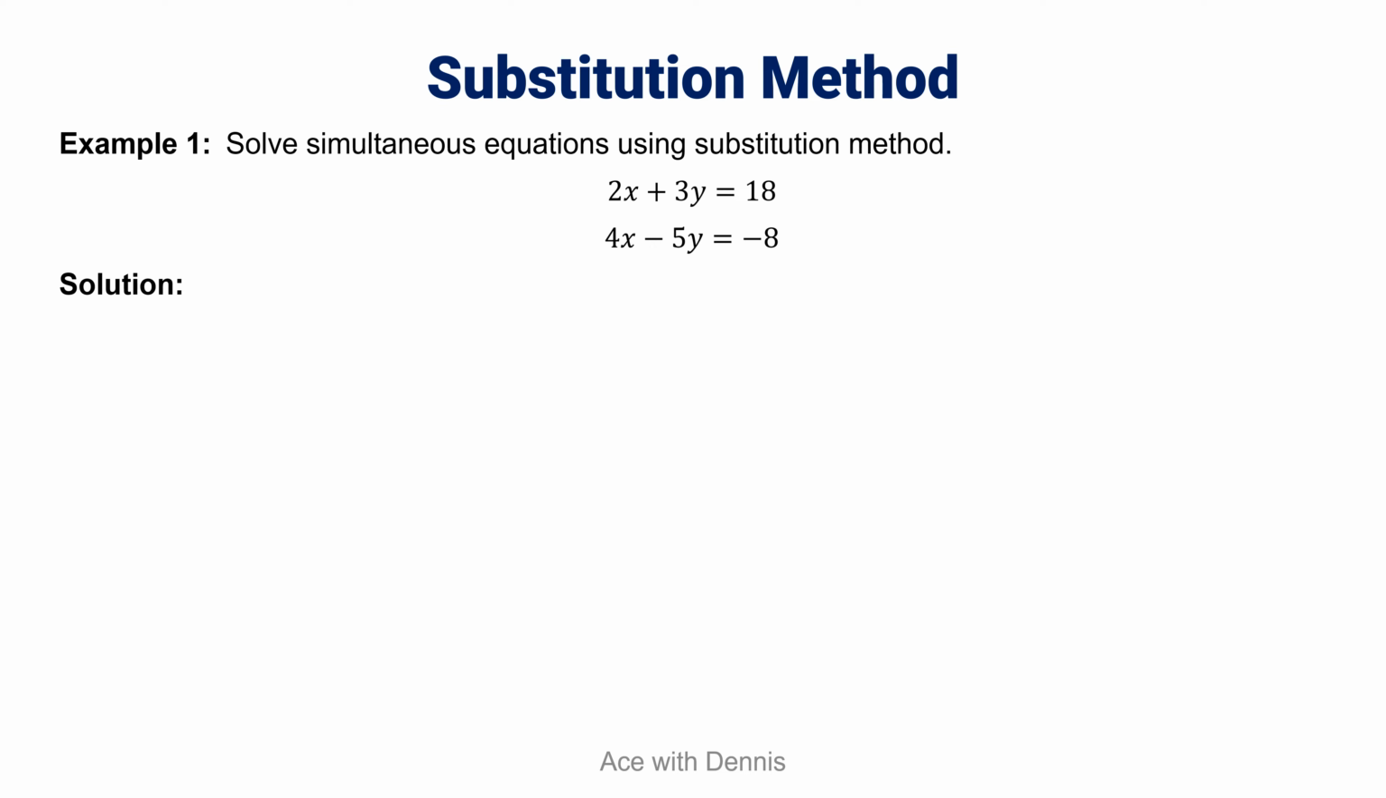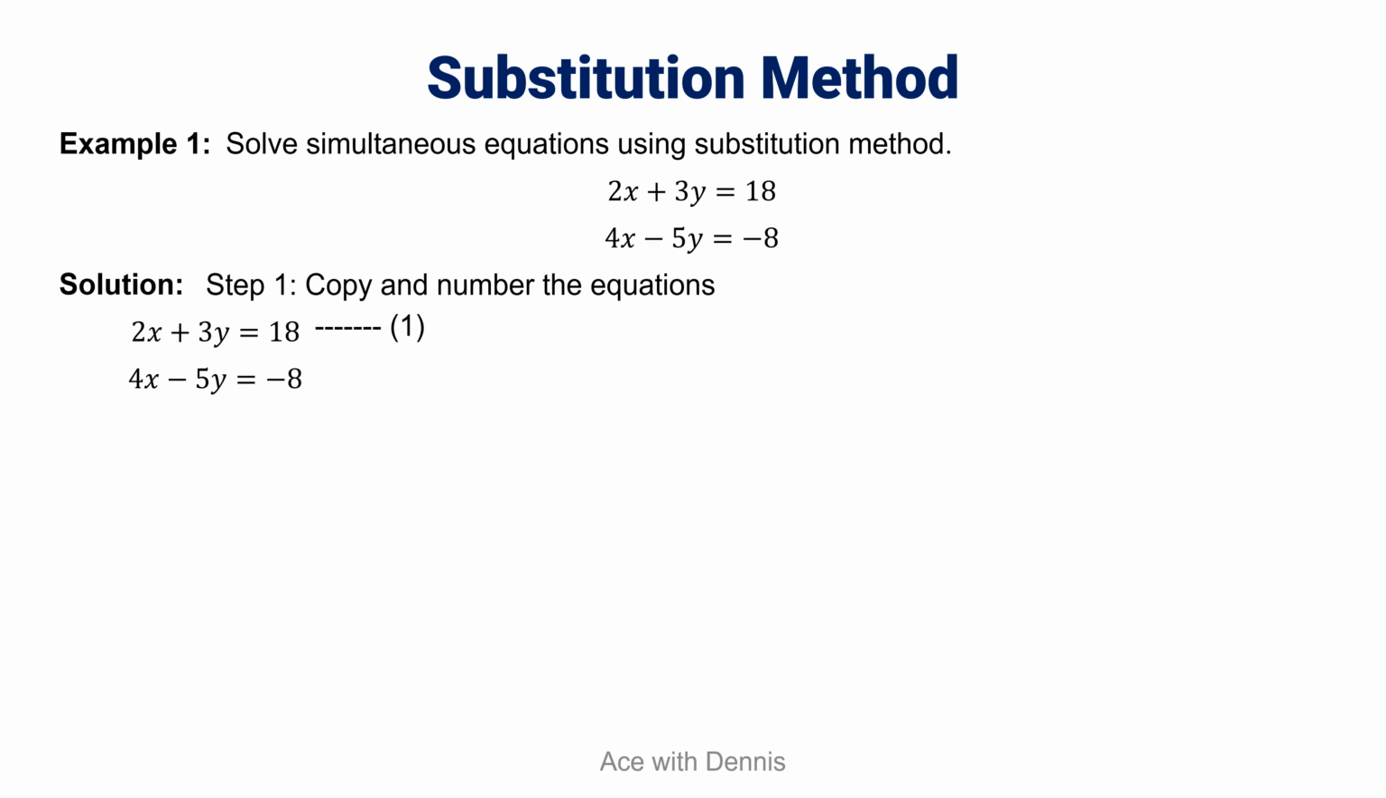To solve with the substitution method, there are a few steps that we want to follow. Step 1 is we want to copy and number the equations. So what do I mean? Let's copy the first equation, 2x plus 3y equals 18, and the second equation, 4x minus 5y equals -8. I will label the first equation as equation number 1 and the second equation as equation number 2, so that we can refer to the equations easily. Step number 2, we want to decide which term to be substituted.